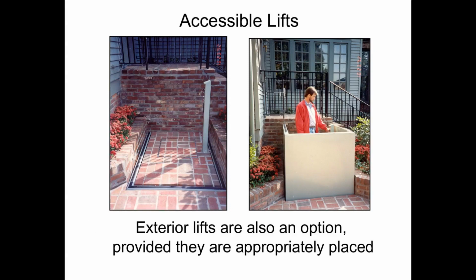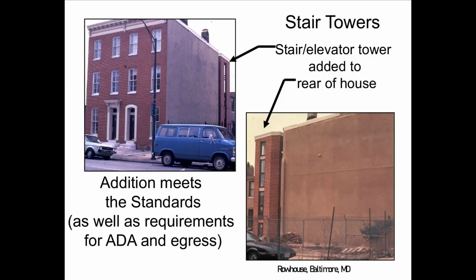Exterior lifts are also an option provided they are appropriately placed. Stair towers can be added to the rear of a house. But the addition must meet the standards, as well as requirements for ADA and egress.